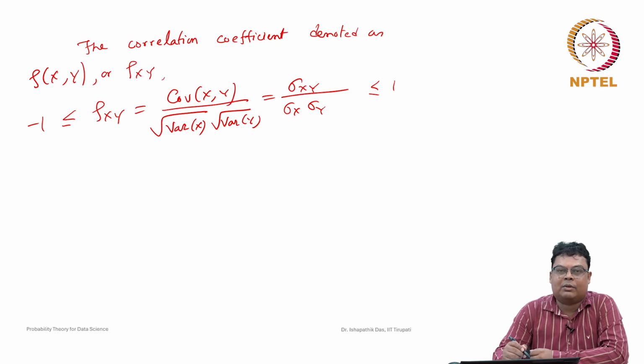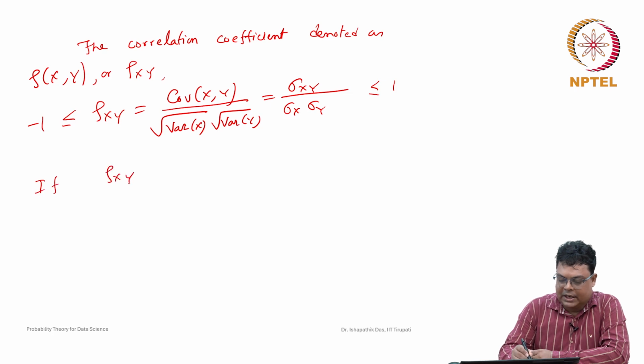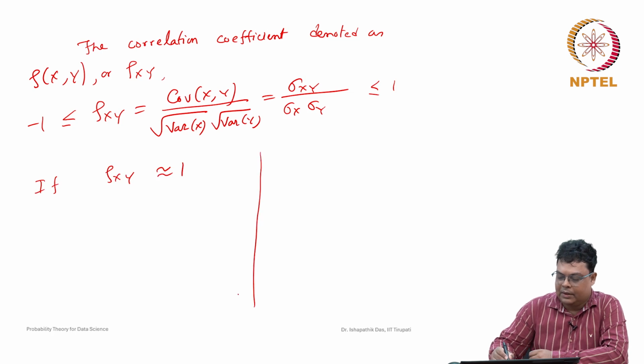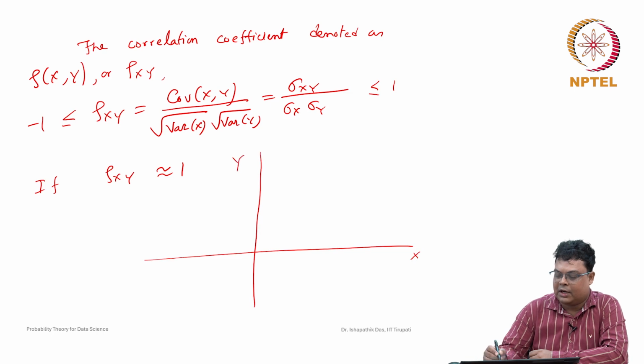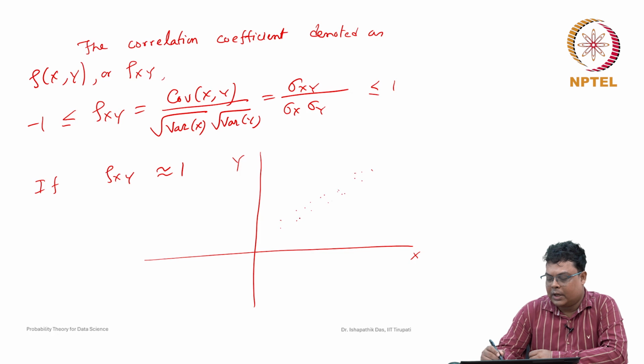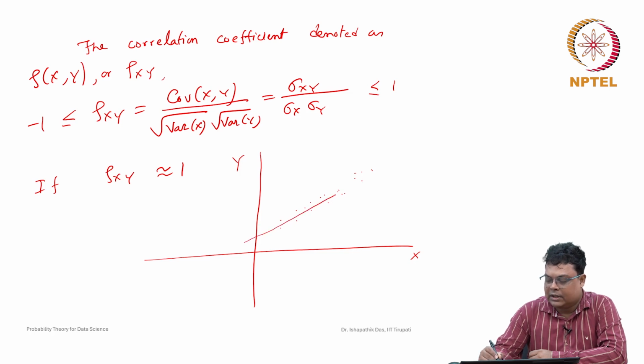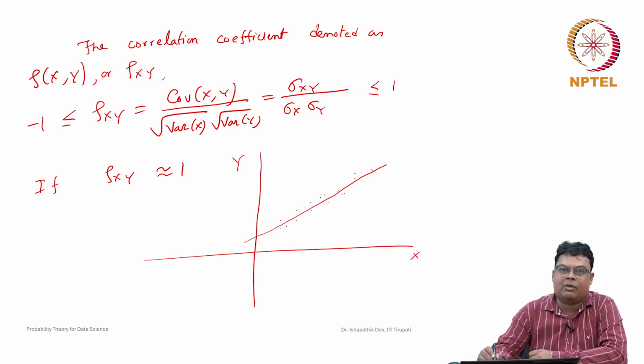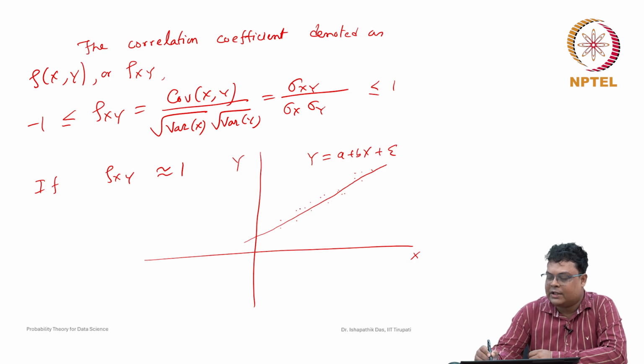Now, there is some significance to the correlation coefficient. If the correlation coefficient is close to 1, and you have some data and make a scatter plot, that is, plot x versus y, you can see that the data looks scattered around a straight line. That means if x is increasing, y is also increasing in a linear way. So y is equal to something like a plus bx plus some error, because it is not exactly on the straight line. This error is very small, so most of the points are close to the straight line.